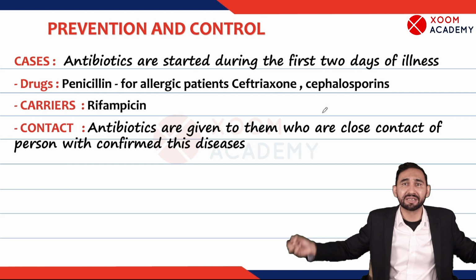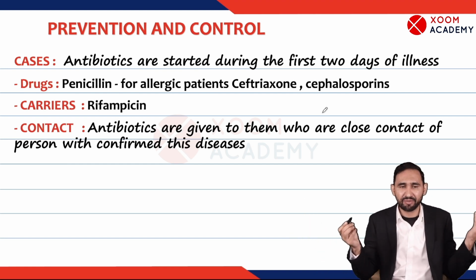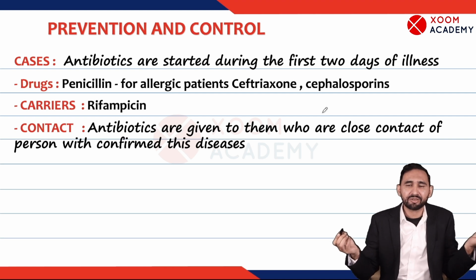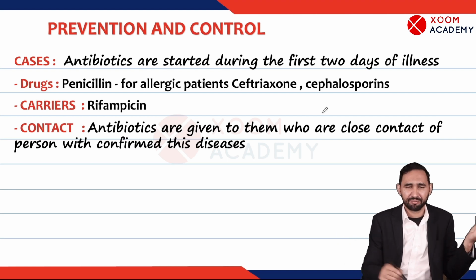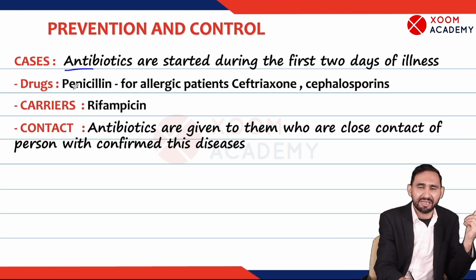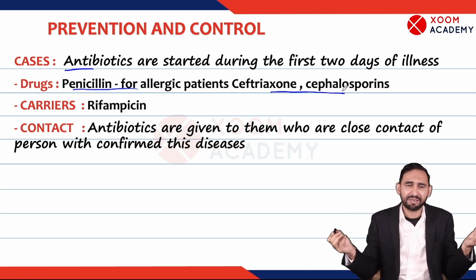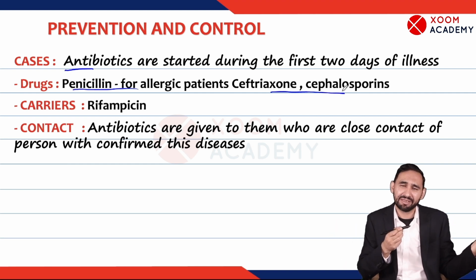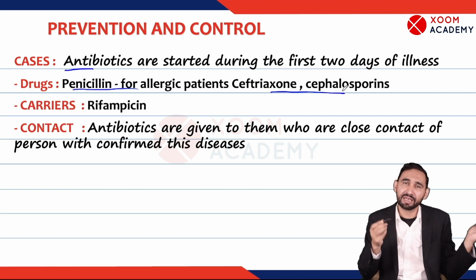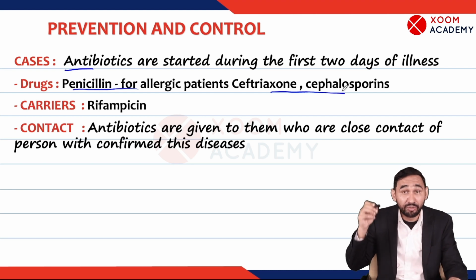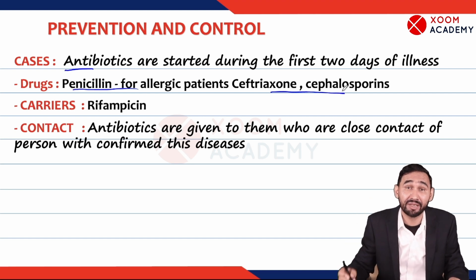How can you prevent and control meningitis? As we have discussed, there are cases and carriers. So cases should be treated with antibiotics. Which type of antibiotics? Penicillin. Nowadays, cephalosporins. Third generation cephalosporins are given. Cephalosporins are given to those who are allergic to penicillin. Treatment should be started immediately. You can give cephalosporins intravenously.